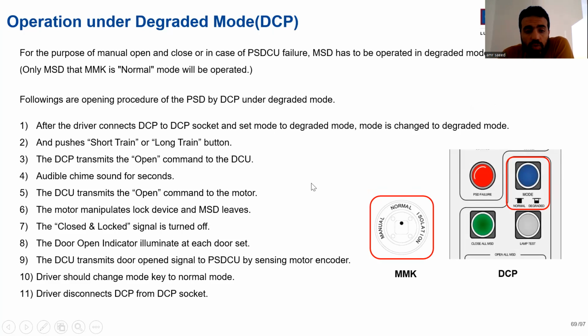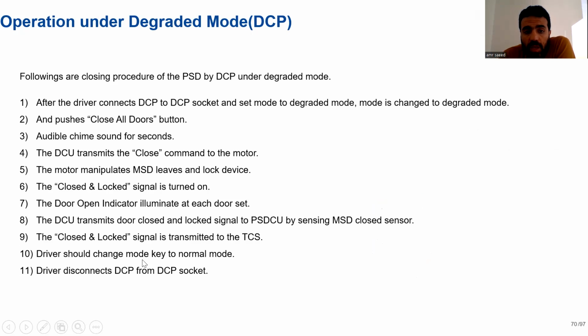and open for short train or long train, and the same procedures that DCB transmit the open command to DCU. As we mentioned before, after finishing your opening and the closing of MBCD, you have to disconnect DCB from DCB socket.